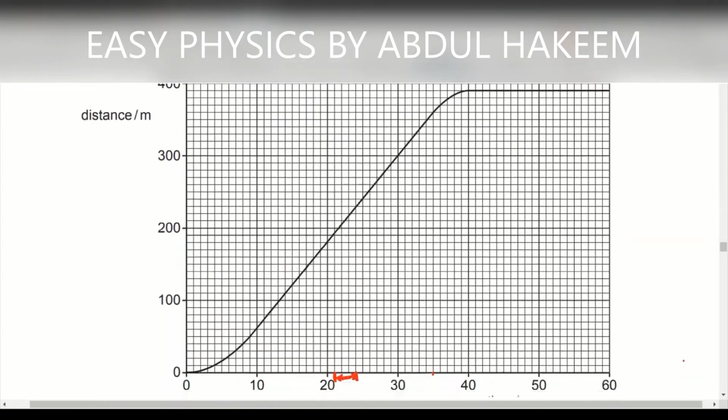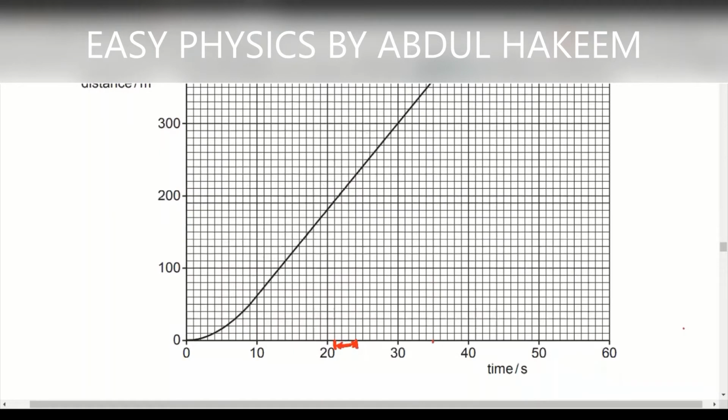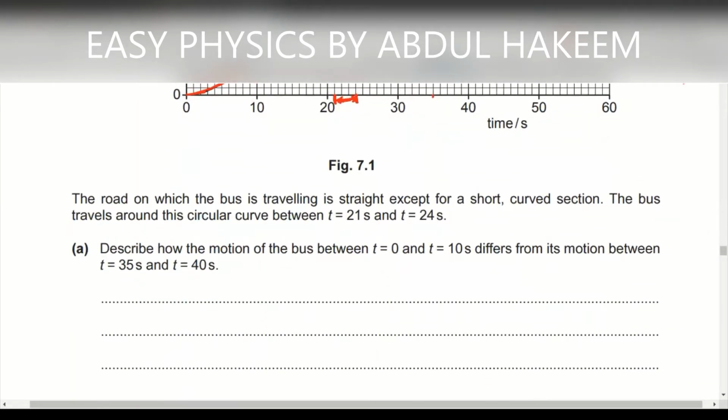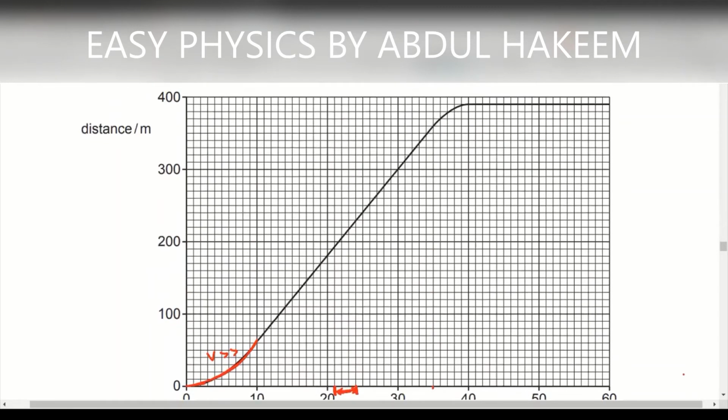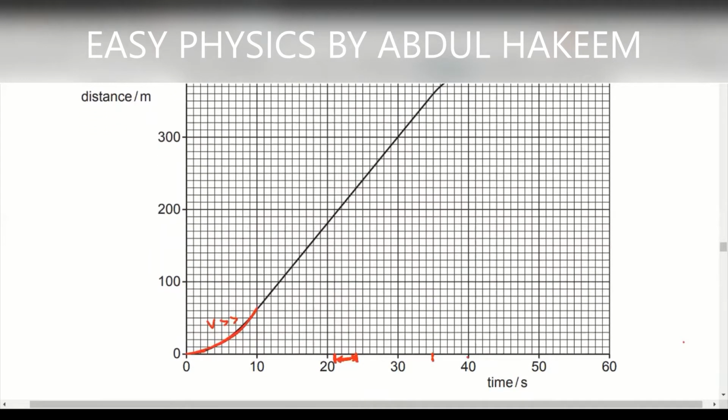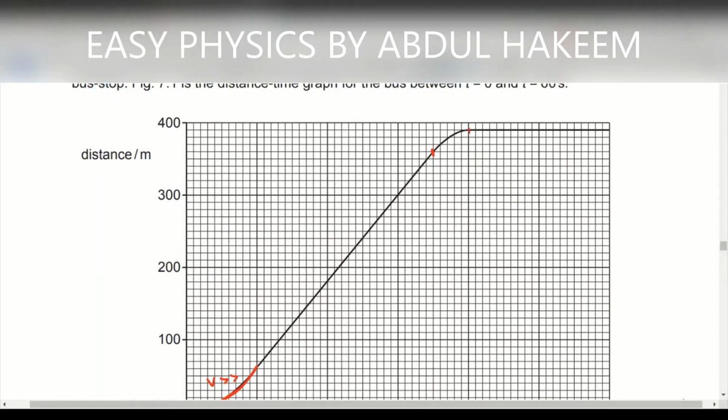This is a distance-time graph, and the gradient of this distance-time graph is the speed. Look, from 0 to 10, the gradient is increasing, so the speed is increasing. And from 35 to 40, from this point to this point, the gradient of the line is decreasing. So the speed is decreasing.